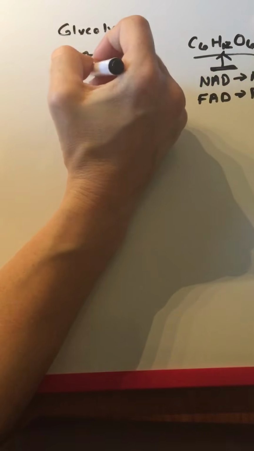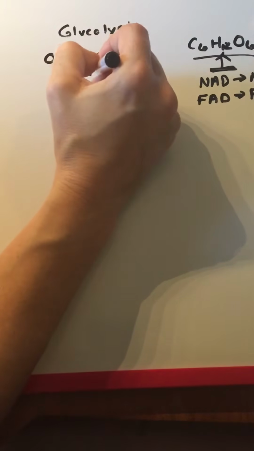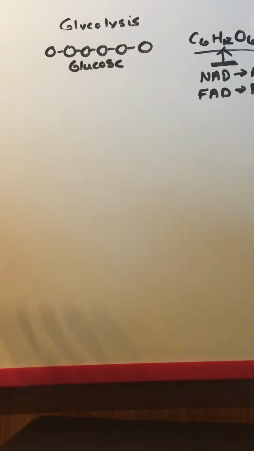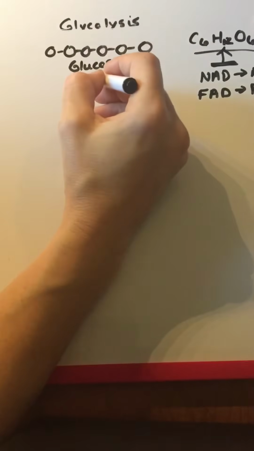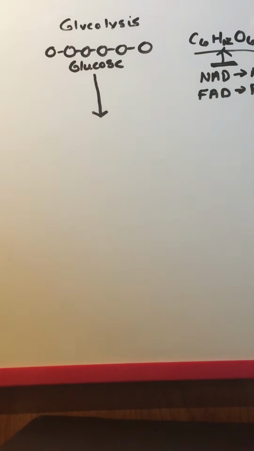All right, so we're starting with a 6-carbon molecule. It's called glucose, C6H12O6. And in the first phase, the energy investment phase, what we want to do is spend some ATP. So I'm representing basically 3 steps of glycolysis here. We're going to do them all at one time.